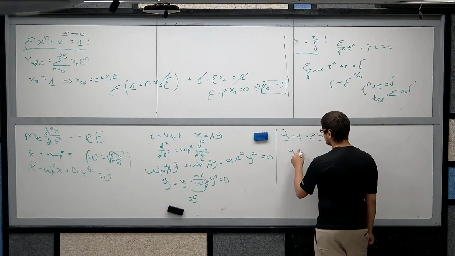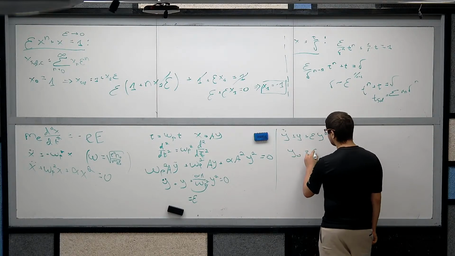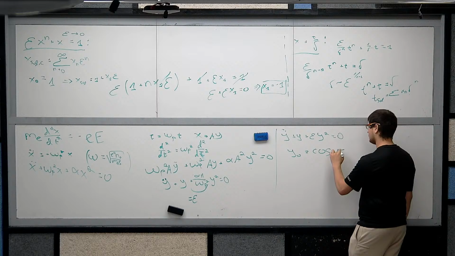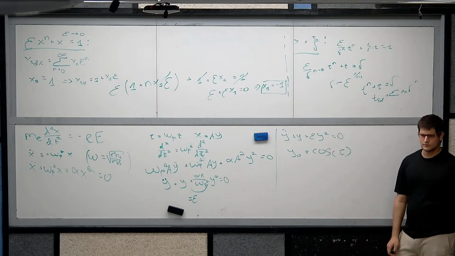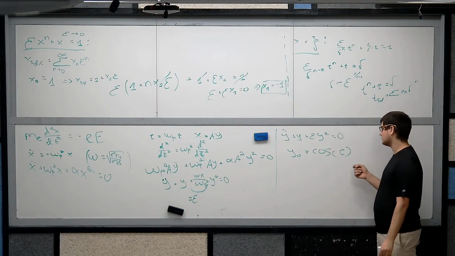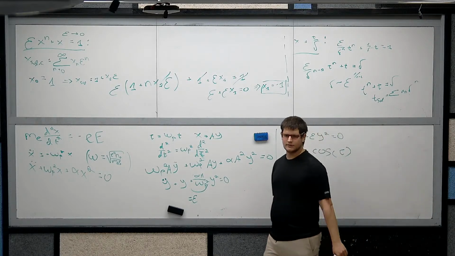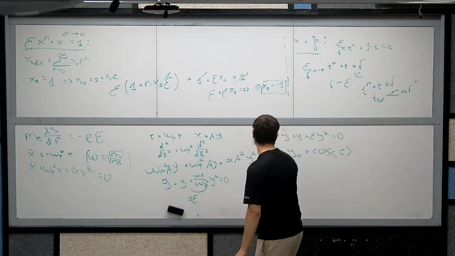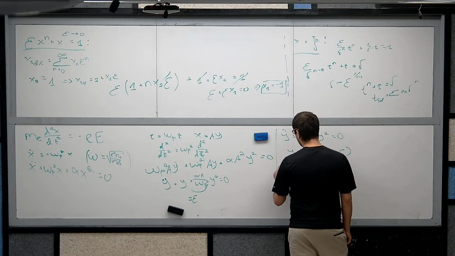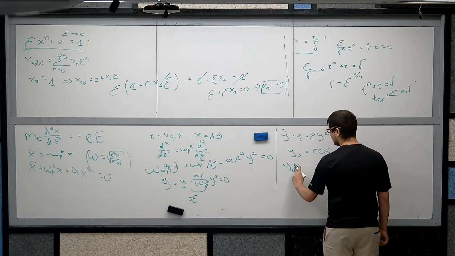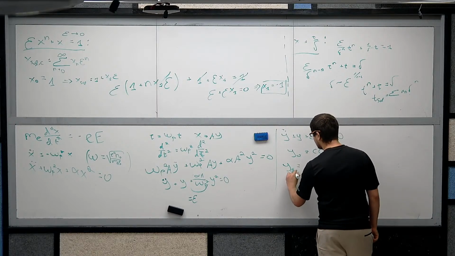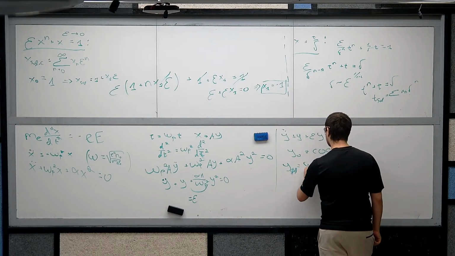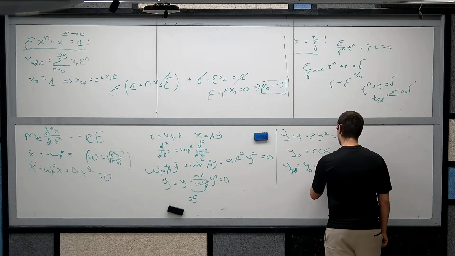Minus cosinus. Yes, let's say cosinus tau. Why? Because I chose that. Remember, dot is tau, our proper time. And now the next order, y solution equal to y0 plus epsilon y1.